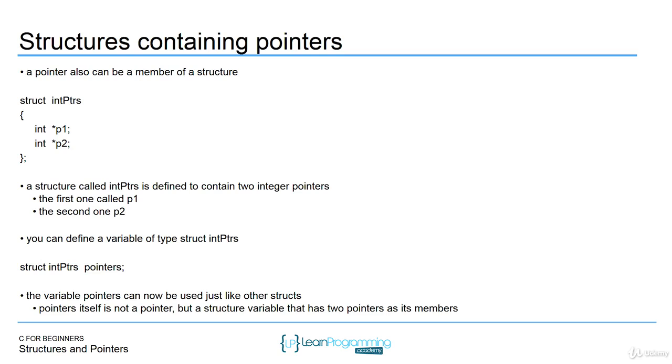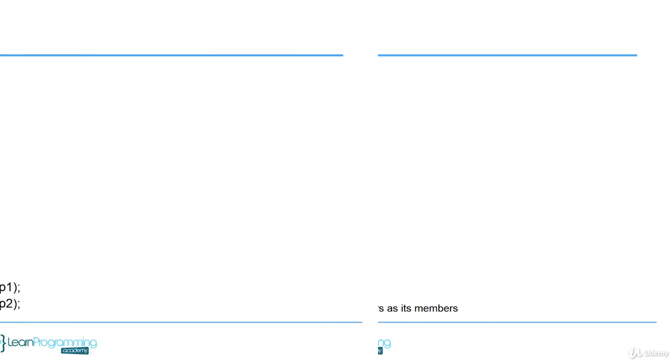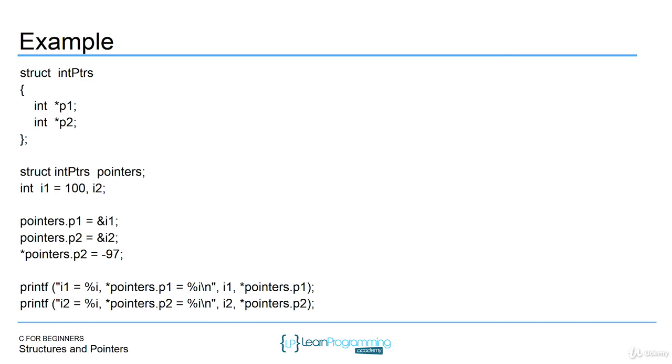That's different. So if we want to access the elements inside the pointers variable, which is an intpointers, we don't use the dash greater than, right? Because pointers is not a pointer, it's a struct. We would use the dot to access P1 and access P2. So in this example, we create our structure, we create a variable, it's not a pointer, called pointers, and then we create two integers, I1 equal to 100, and I2, which is not initialized.